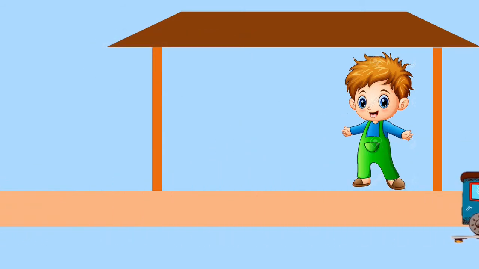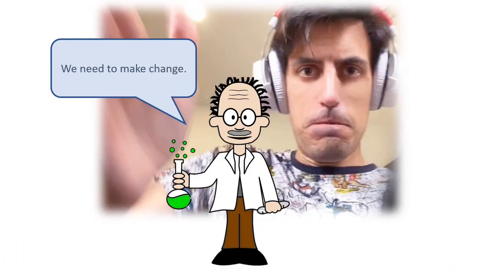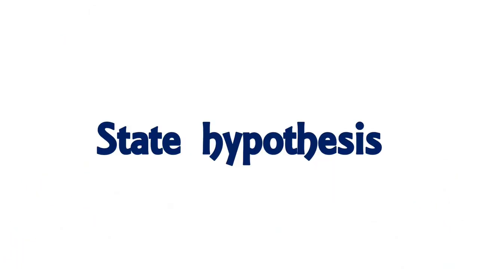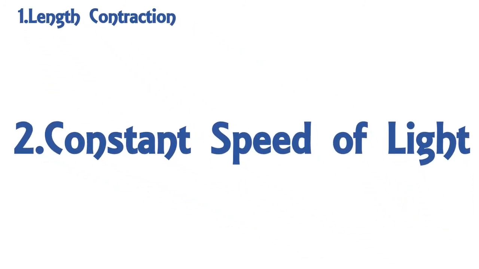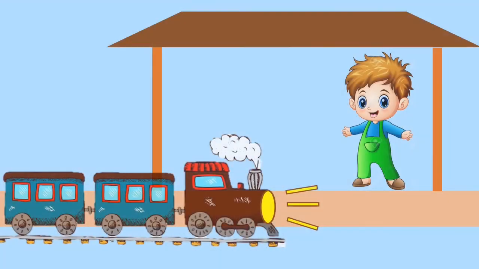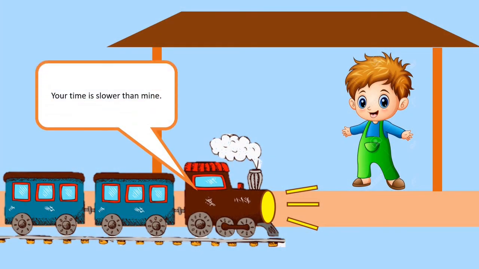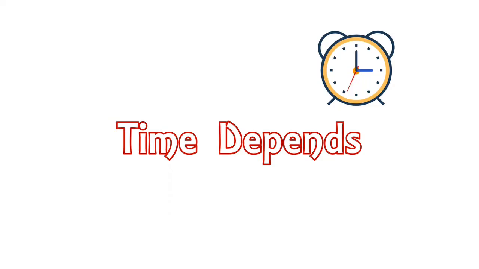The fact seriously overthrew the idea of classical physics, so the scientists decided to state hypotheses. The second hypothesis besides length contraction is the constant speed of light. To maintain the speed of light, your time has to be slower than the captain's. That's right, time depends on how fast you are.